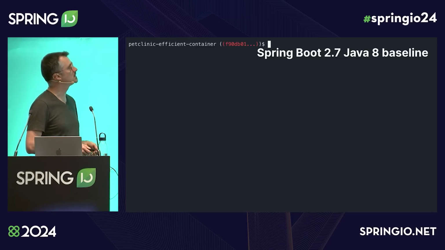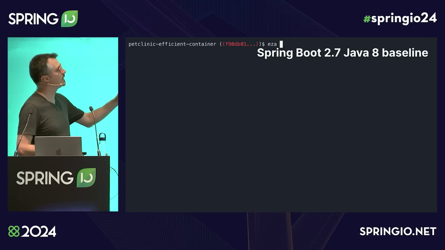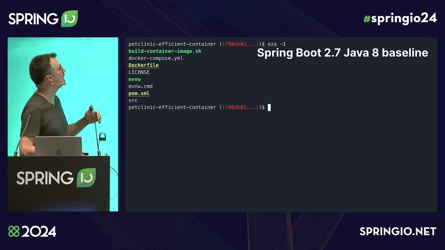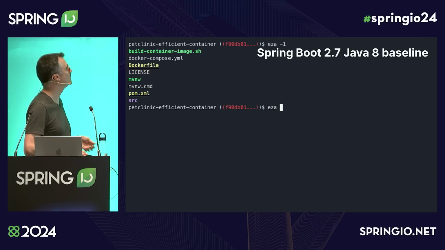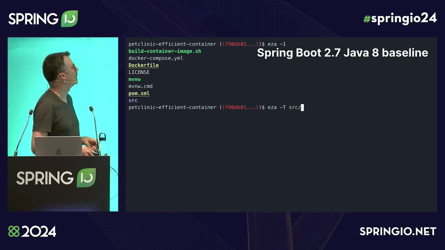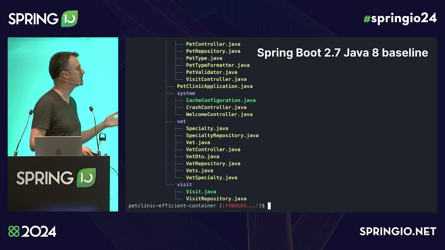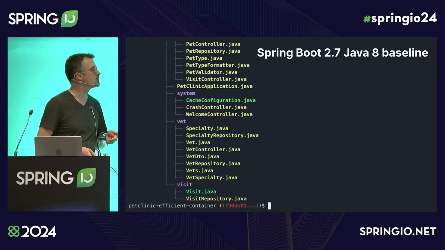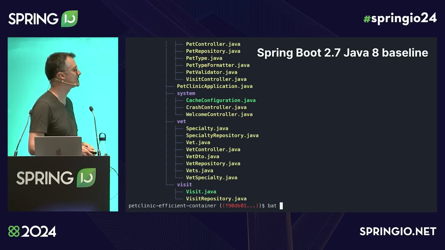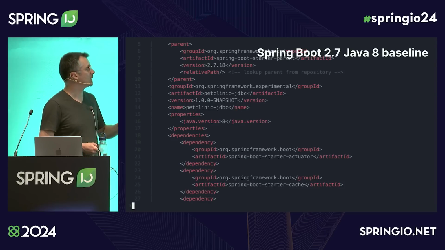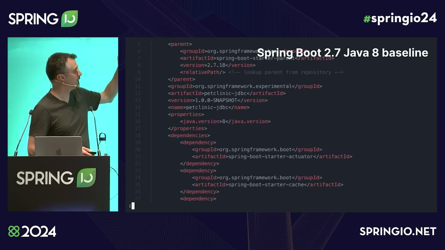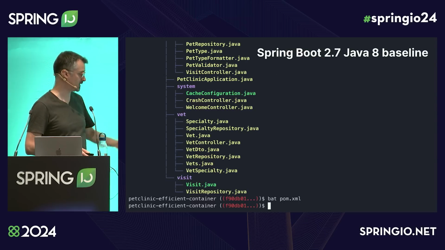So we are going to start from Spring Boot 2.7 and Java 8. So we have a Petclinic project. It's using Maven with Docker files, etc. We are going to check the sources. So it's regular Petclinic, the Java version with the Petclinic application class. We are going to check that we are using Spring Boot 2.7, we are using Java 8, and we are using Spring Data JDBC.